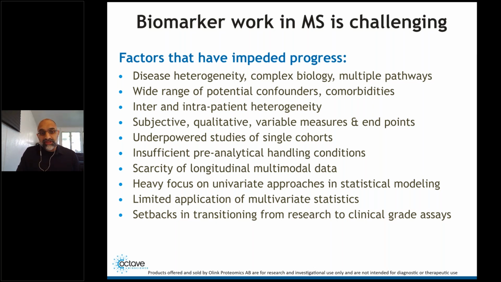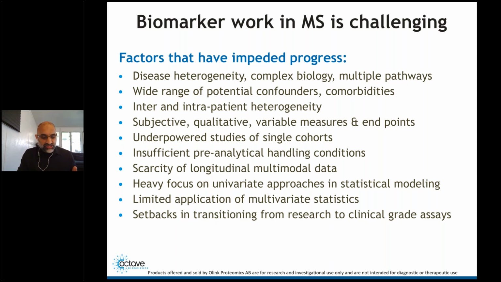The endpoints that we use can be subjective, qualitative, and variable. So when we are using protein signatures to hold the ground truth for which we are developing our algorithms, we have to acknowledge that some of the endpoints are subjective and qualitative. Many of the studies are underpowered and only performed in single cohorts. There's also insufficient pre-analytical handling, which prevents looking at cohorts or blending cohorts for a combined analysis. There's also a scarcity of longitudinal multimodal data.